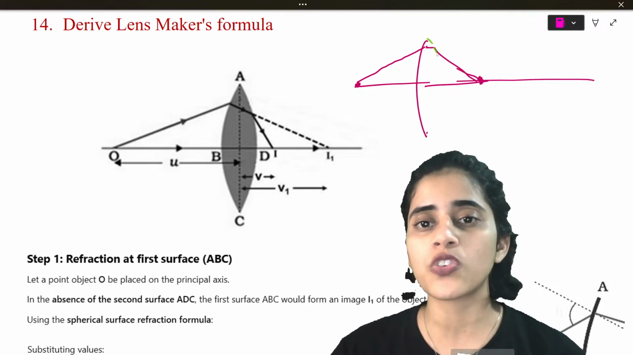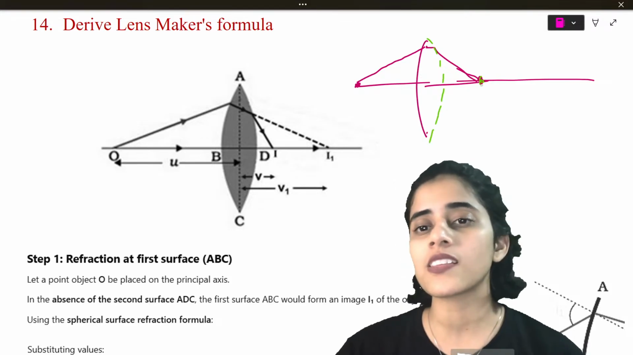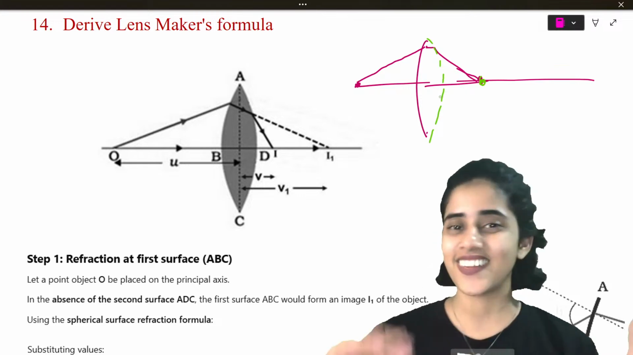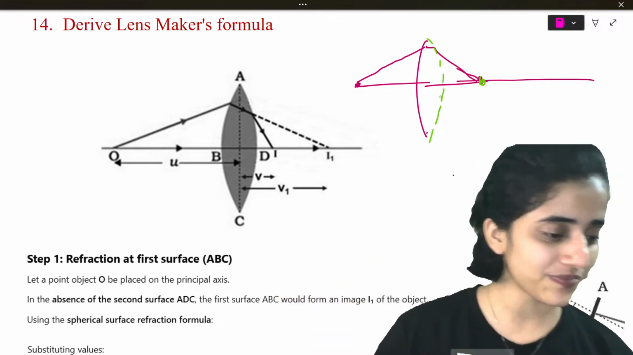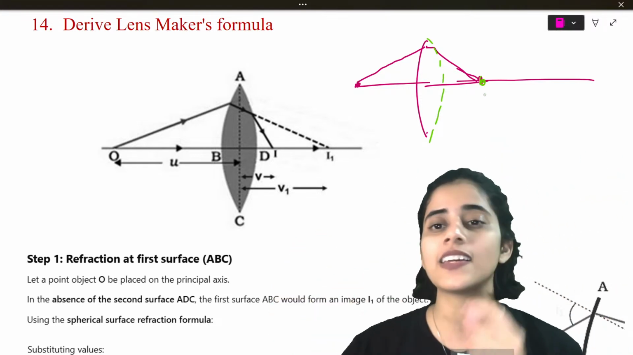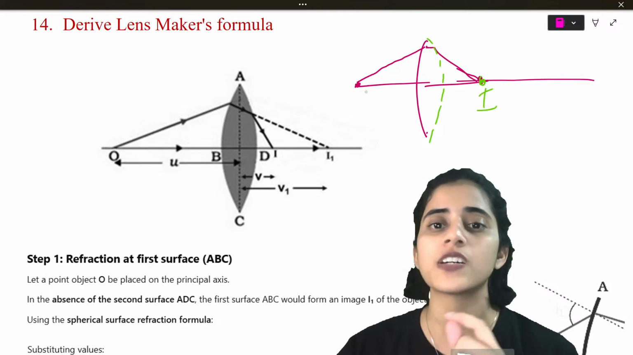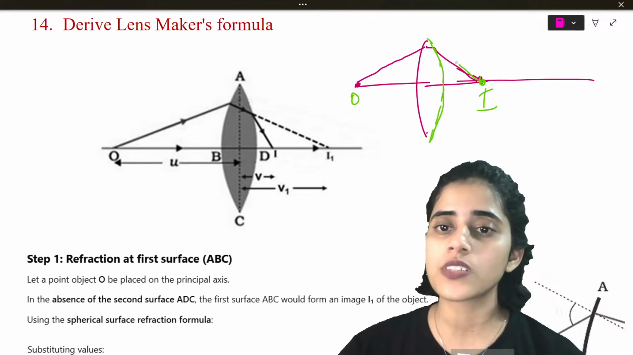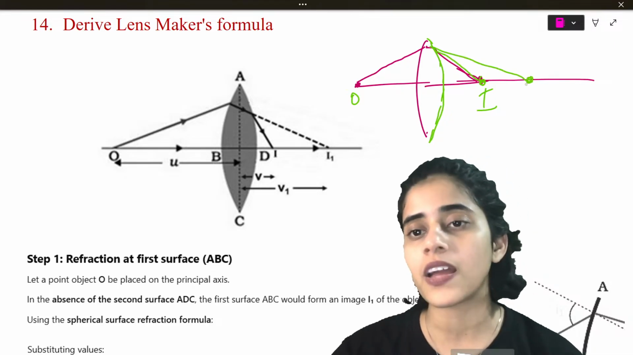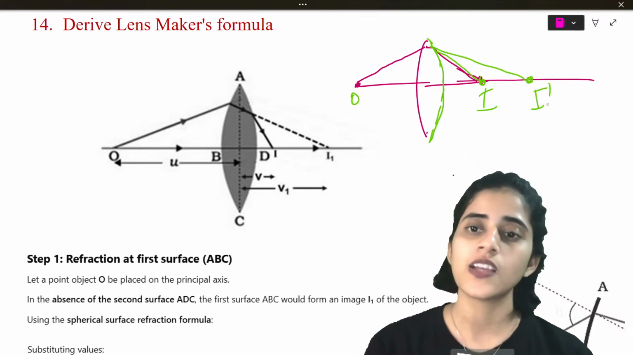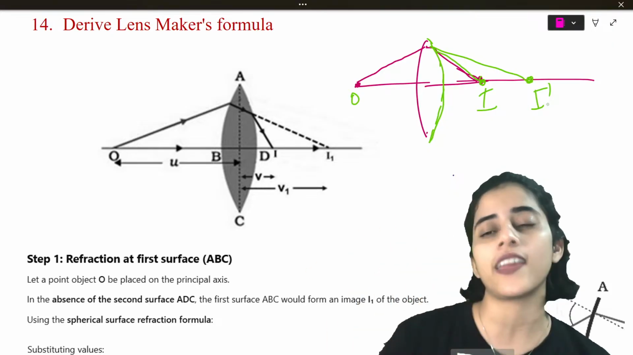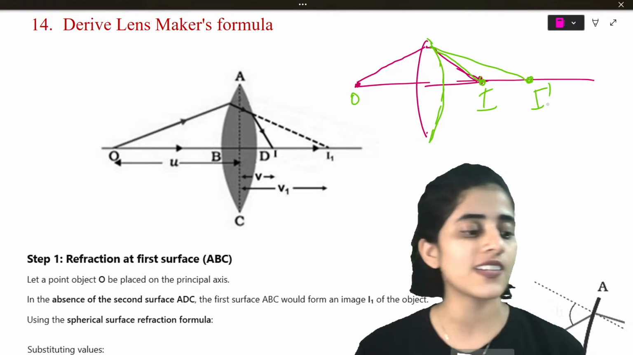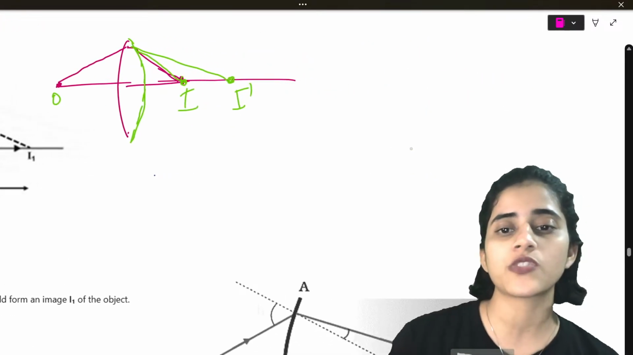Now for the second surface, you take the image of the first surface as the object of the second surface. Did that sound like gibberish? You take the image, this is the image of the first surface. You take this as the object. Now this is going to form another image here. So I dash is the image of I. The first object is O, the second object is I. You can look at this figure here.